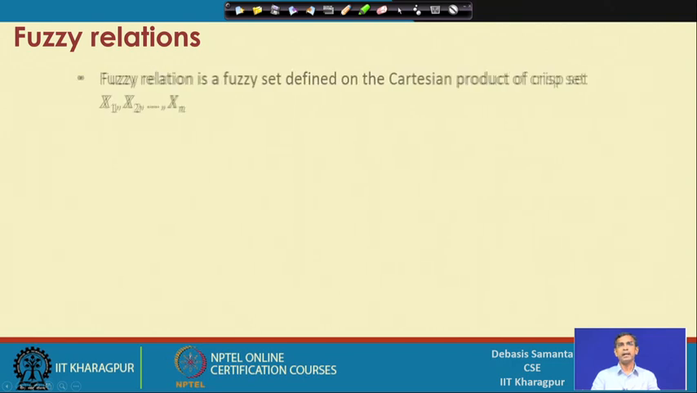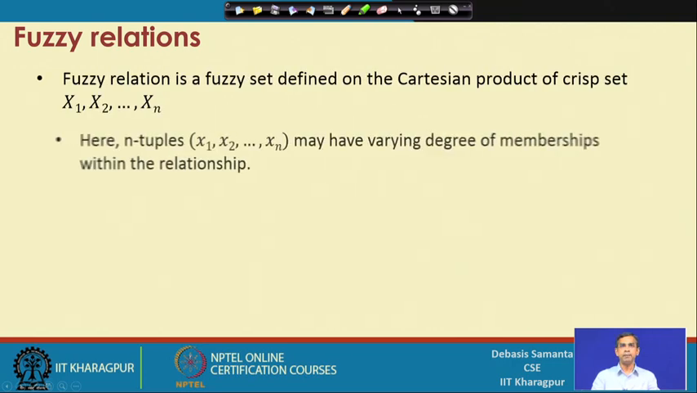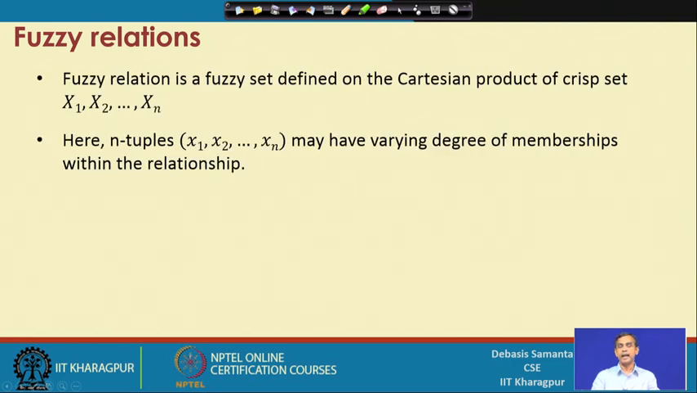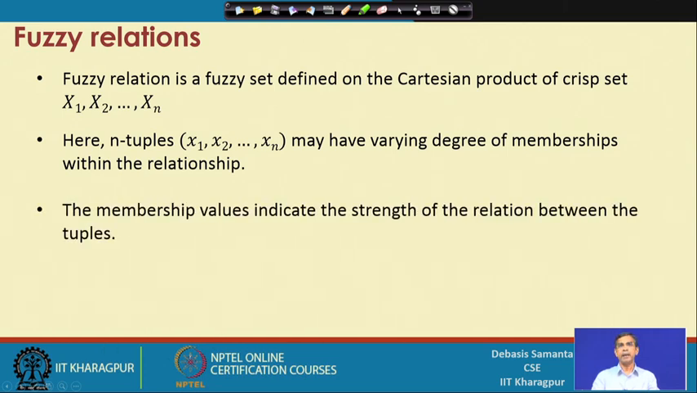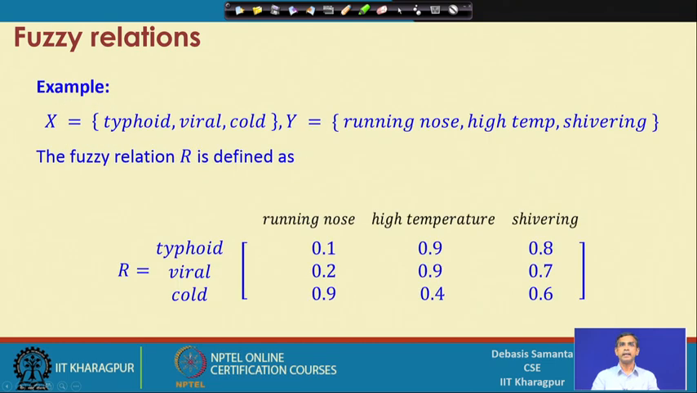The difference between the fuzzy relation and the crisp relation lies in the entries of the relation matrix. In the case of a crisp relation, the entries in the matrix are either 0 or 1, whereas in the case of a fuzzy relation, the entries in the matrix are any value between 0 and 1, both inclusive. Now, let us start with an example of a fuzzy relation.